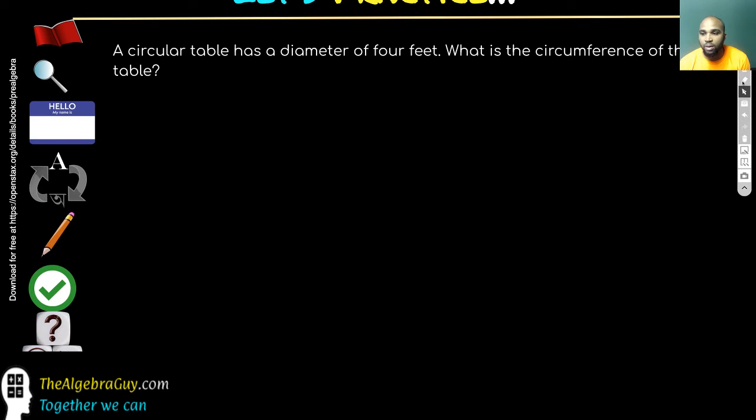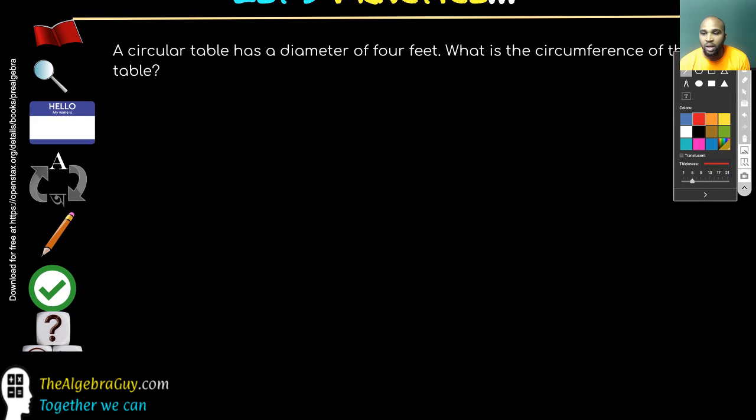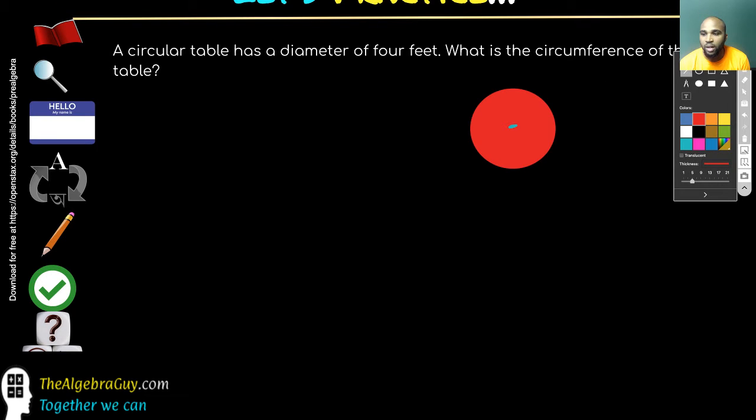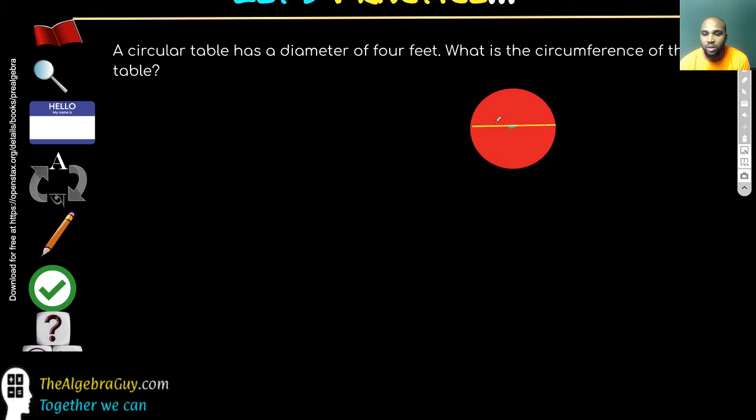Let's work some problems involving a circle. Let me get my circle tool out, see if I can draw some. That will help us out. All right, so a circular table has a diameter of 4 feet. So we got a diameter. Let's say that's the center right here. And we got a diameter of 4 feet.